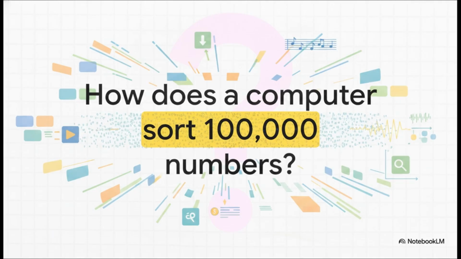Okay, so picture this. Someone hands you a list of 100,000 completely random numbers. Finding the maximum value? Sure, that might take a moment. But arranging every single one of them from smallest to largest? Now that is a chaotic problem. Whether it's organizing your playlist, ranking search results, or processing millions of financial transactions, sorting efficiently is a massive real-world need that computers face every single second of the day.